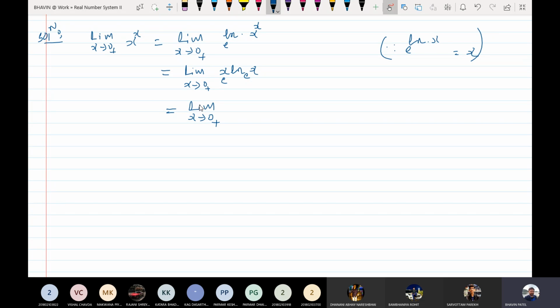Okay. So now let us bring this into the form ln x over 1 upon x. See, now this is infinity upon infinity form. So what is the derivative of ln x? One upon x. And derivative of 1 upon x is minus 1 by x square. Okay. So this is x, so this is 0. And e raised to 0 is 1.